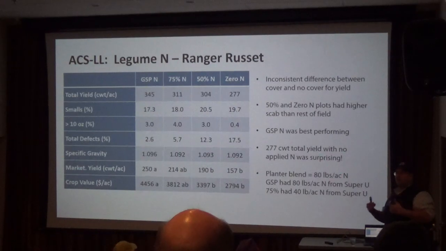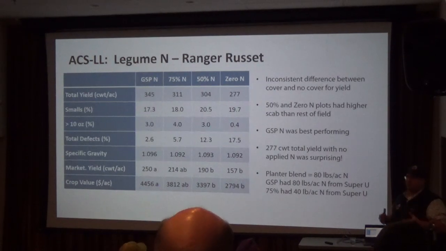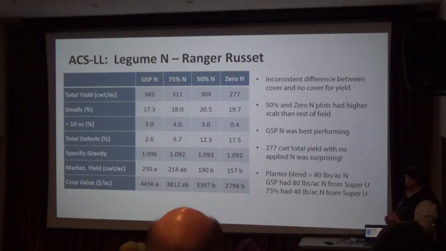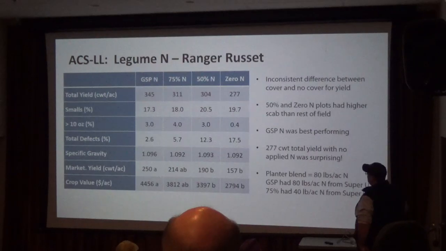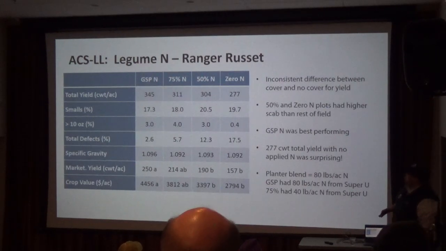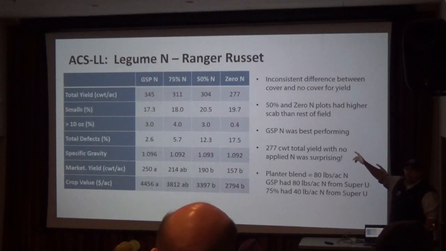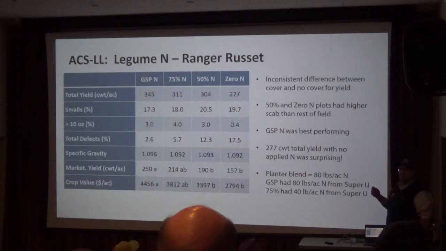I don't know if it's tied directly to the nitrogen, but there was definitely more scab in that part of the field than in the rest of the field. But in this trial, we saw a little bit better yield with the 100% rate than the others. Again, 277 gross with no nitrogen applied. That tells you that the legume supplied a lot of nitrogen in this field.